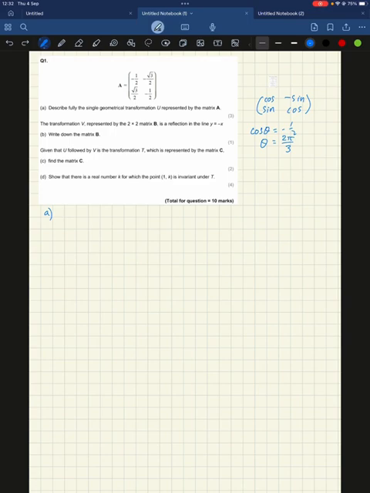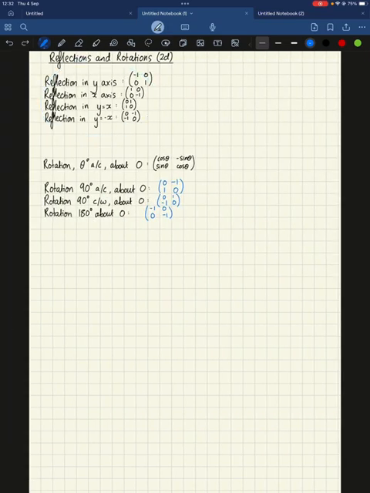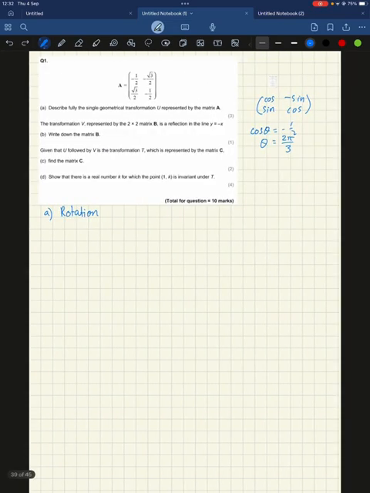So the first mark is going to be from saying it's a rotation, because we could either have a reflection or a stretch or an enlargement or something like that. So first mark is from saying rotation. Second mark will be saying by how much, so 2 pi by 3 radians.